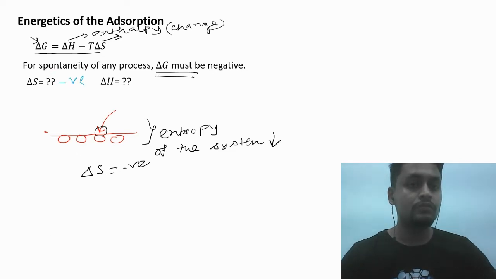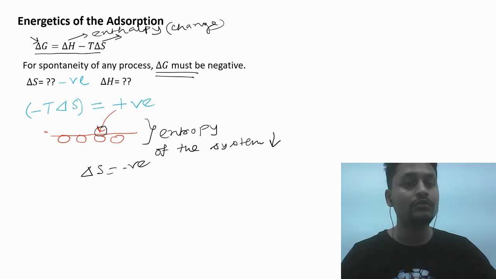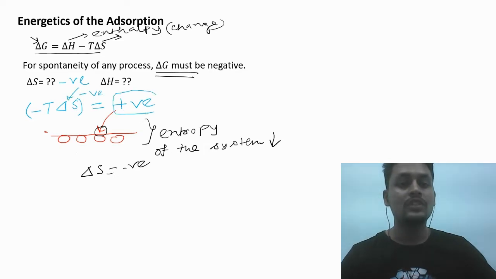Now delta S will be negative. So if delta S is negative, that means the overall term T delta S will obviously be positive, because this is itself a negative, negative and negative. So this will be a positive term. Now we want delta G to be negative.